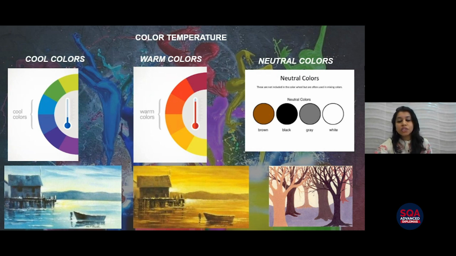Cool colors are the ones located on the other side of the color wheel, for example, the blue color and the green color. They all come under the cool colors. Neutral colors are the ones which you will not find in the color wheel.